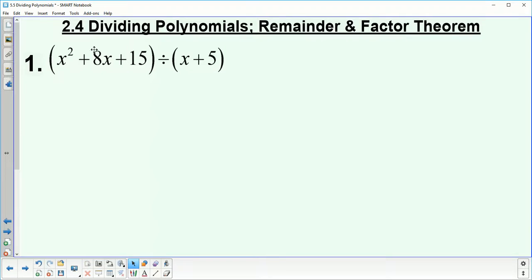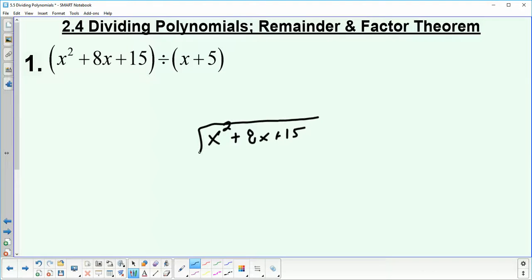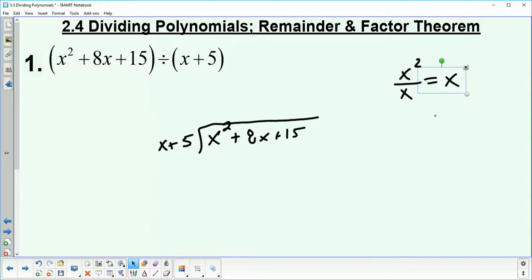Okay, so an example here with x squared plus 8x plus 15. That is our dividend, so that is going to go inside our box. And then our divisor is x plus 5, so that goes outside the box. The first thing we're going to do is take the first term in our dividend divided by the first term in our divisor. So forget about the other terms. We're just taking that first term and that first term for now. x squared divided by x is going to give us x. So I'm going to put that above right there.